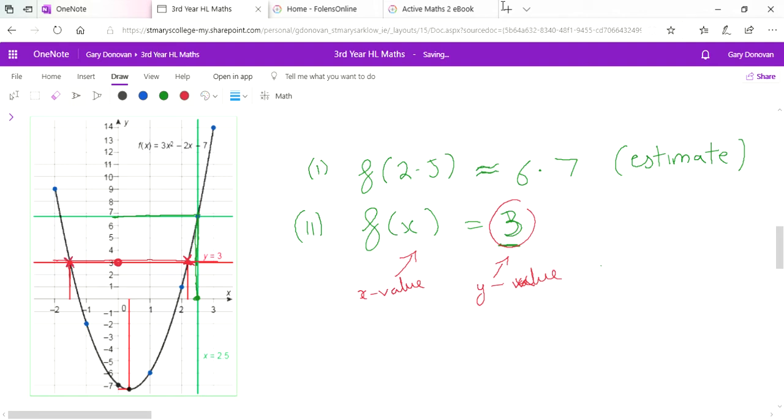And our first answer is, when y is 3, x could be, what's that? X is in and around -1.5. And on this side, when y is 3, x is in and around, well, that's 2.5, so 2.2. X is in and around 2.2. And I should do a squiggly line there again because it's an estimate. So that's part 2.